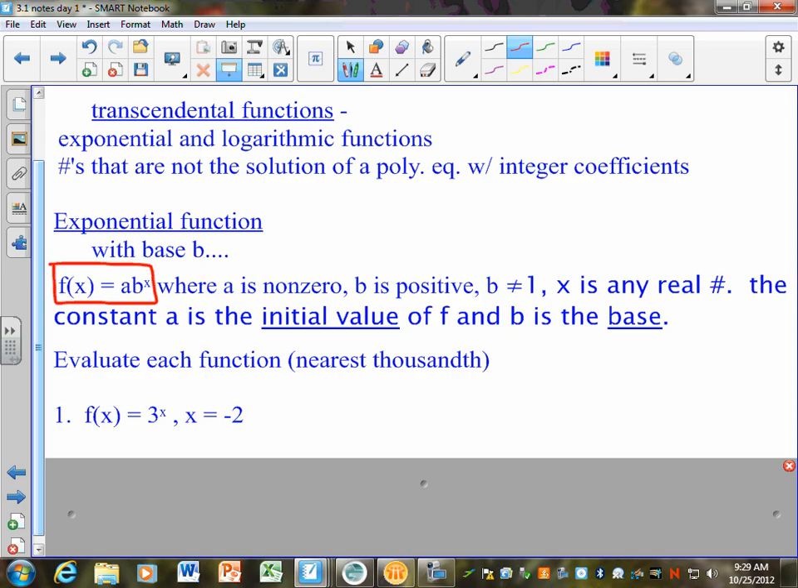But on this one, I want you to know how to do this without a calculator. If I plug negative 2 in here, then I'm going to get f of negative 2 equals 3 to the negative 2 power. What does a negative exponent mean? It means a fraction. It means move it to the bottom. So that means 1 over 3 squared, which would be 1 over 9, right?